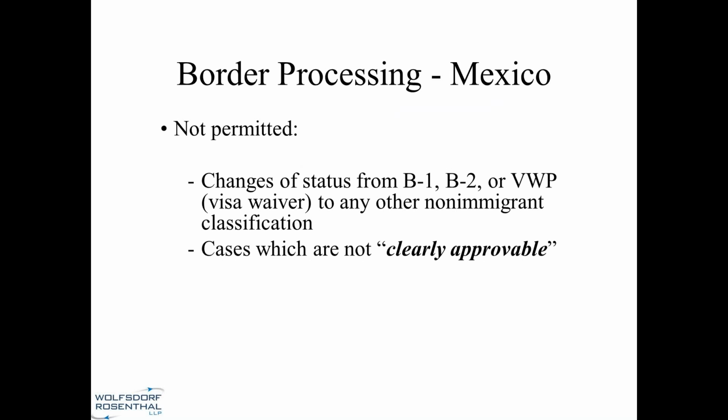It should be noted, for third country nationals, they don't want to see changes of status. So again, you came in on a B2, change status, that's not a renewal. And they do like to see, for third country nationals, cases which are clearly approvable. If you do have some issues, then there's a greater chance that your case could be denied and you could be sent back to your home country to process there, and most likely you won't be able to re-enter the United States if you don't have a valid visa at that point.